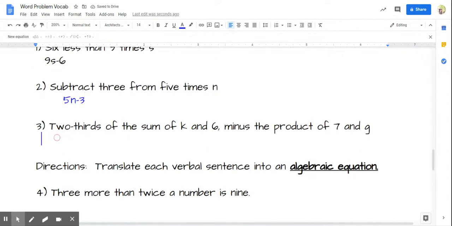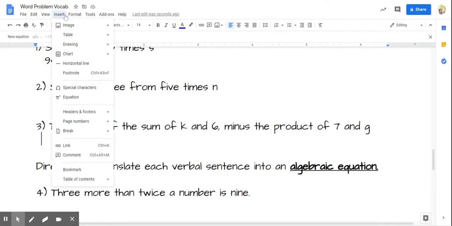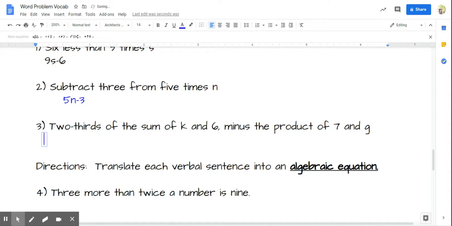Okay, number 3. 2/3 of, so that's multiplication. I'm multiplying 2/3 times something. I'm multiplying 2/3 times the sum of k and 6. So that means k and 6 are being added together, and I'm multiplying 2/3 times that sum. So that means I'm going to need parentheses. I'm going to insert my fraction.